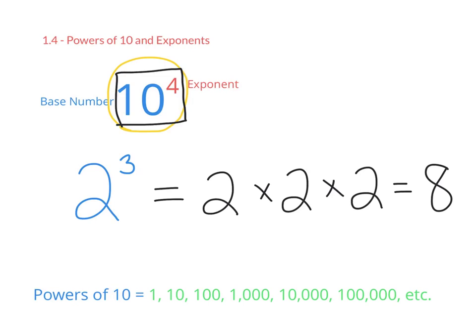that number. Now in 5th grade, we only focus on using exponents with a base number of 10, and that's what powers of 10 are. So when we talk about powers of 10, we're talking about numbers we get when we put an exponent with a 10. So powers of 10 are 1, 10, 100, 1,000, 10,000, 100,000, etc. You can keep going.